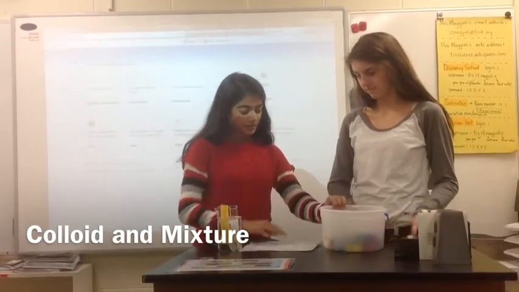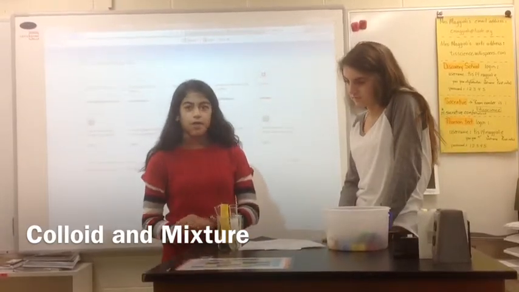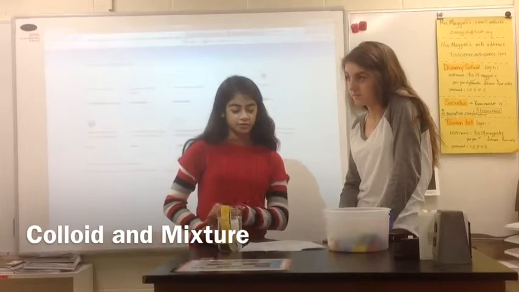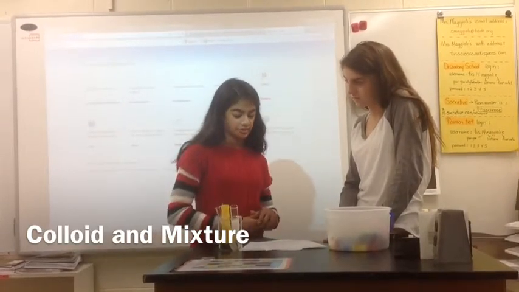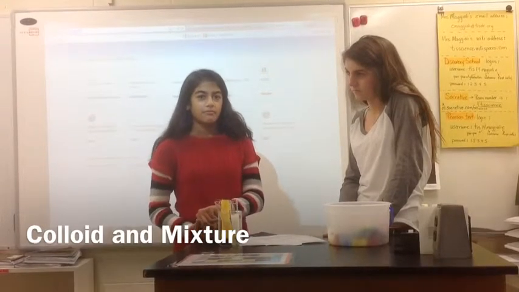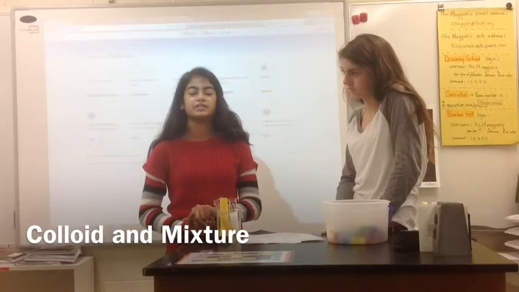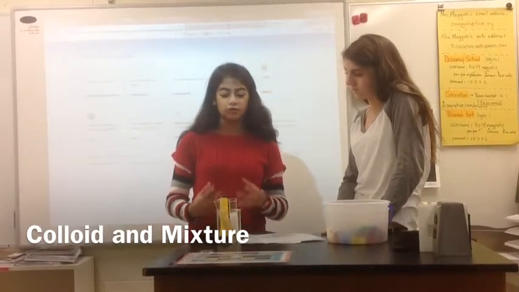A colloid is a homogeneous mixture, and the particles are of medium size, so they're not very large, but at the same time they're not very small. They're large enough so that you can see the particles, but at the same time, they don't filter out.